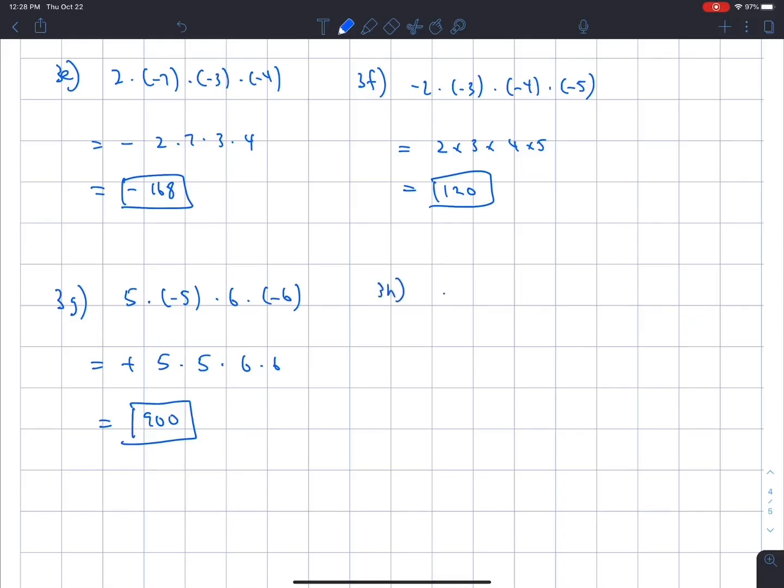3h. Negative 4 times 4 times 4 times 4. Only one negative, our answer will be negative. So we have 256 if you multiply all of them together. 4 times 4 times 4 times 4 is 256.